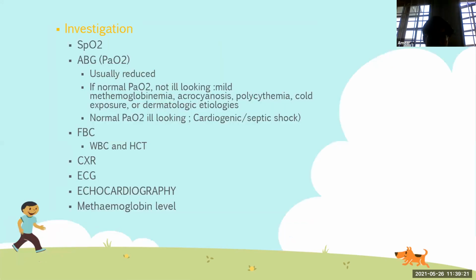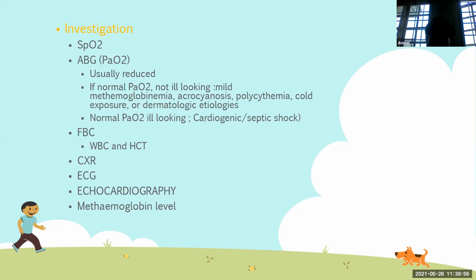Okay, so investigation. The most important investigation is to check the SpO2, because as I said, when the patient presents with cyanosis, usually the SpO2 is at highest 85% or lower. And then if necessary, we should also do arterial blood gas investigation to check the PaO2. And usually in a patient with cyanosis, the partial pressure of oxygen is reduced.